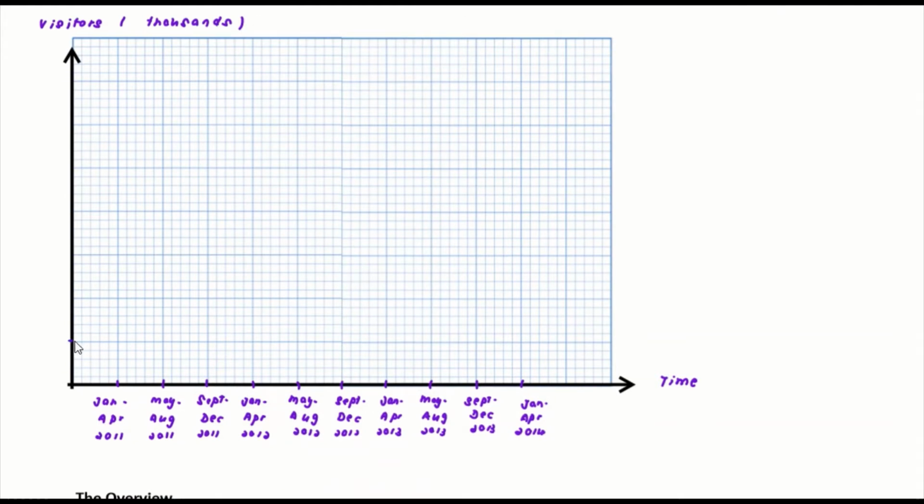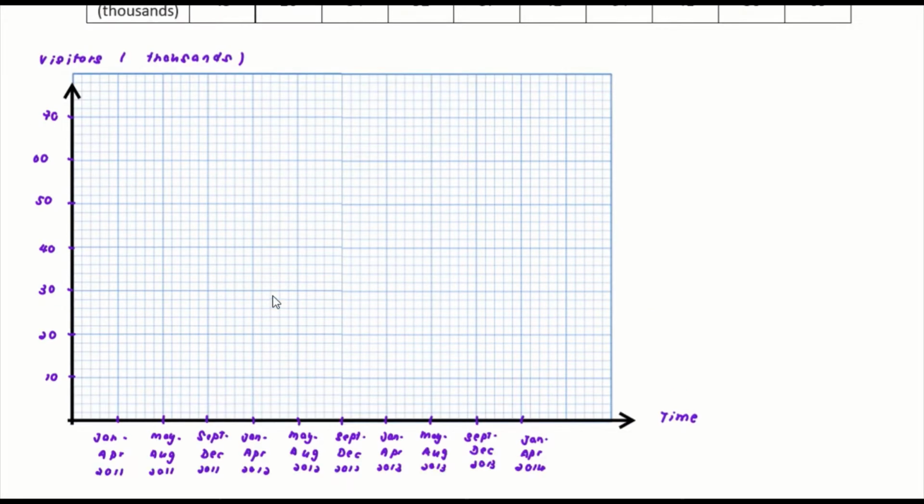So we have 10, 20, 30, 40, 50, 60, and 70. Okay, so now we can try to plot all our data here.